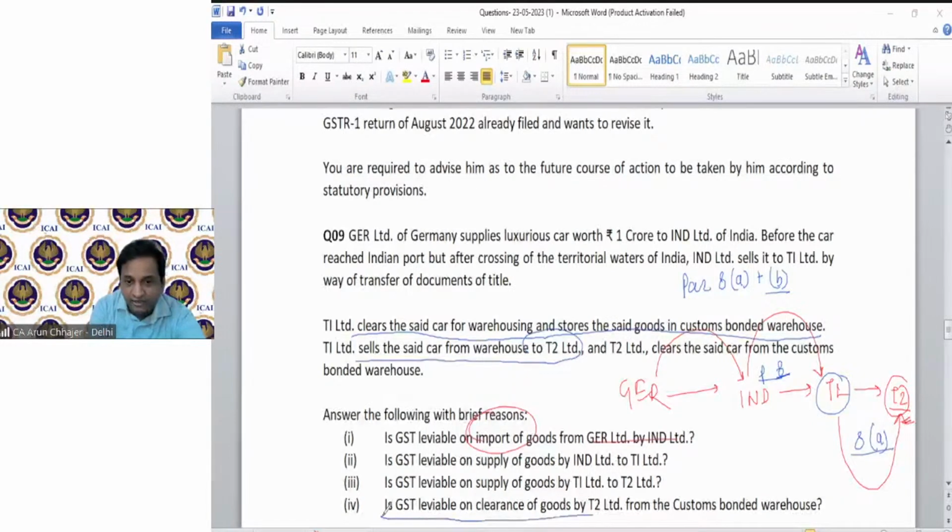Now, is GST leviable on clearing the goods by T2 from the custom bonded warehouse? This answer would be yes. The ultimate person who is clearing the goods and filing the bill of entry for home consumption has to pay custom duty, social welfare cess, and IGST. Is it clear?